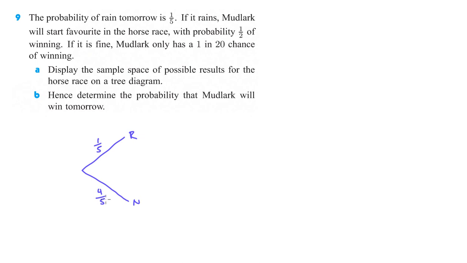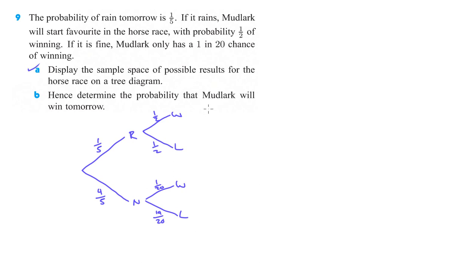Okay. And then let's see. And then it's winning versus not winning, right? So we get a win or loss, and then win or loss. So if it's raining, probability is 1 out of 2 chance of winning if it's rain. So 1 out of 2, which means the other 1 out of 2 they're going to lose. Okay. If it's not raining, they've only got a 1 out of 20 chance of winning, which means the other 19 out of 20 chance will be a loss. Okay, so there's our tree diagram info.